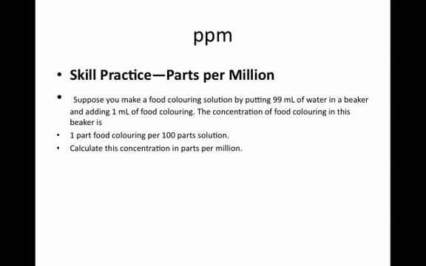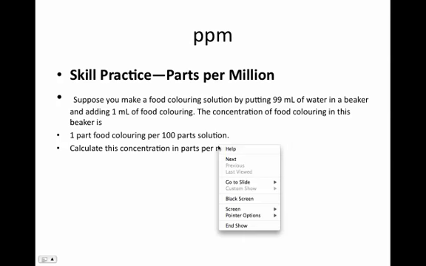Hi there. Let's go over the worksheet I gave in class about calculating parts per million. Let's say we take some food coloring and we drop it into 99 mils of water in a beaker. So we add 1 mil of food coloring. What would the concentration be in parts per million?